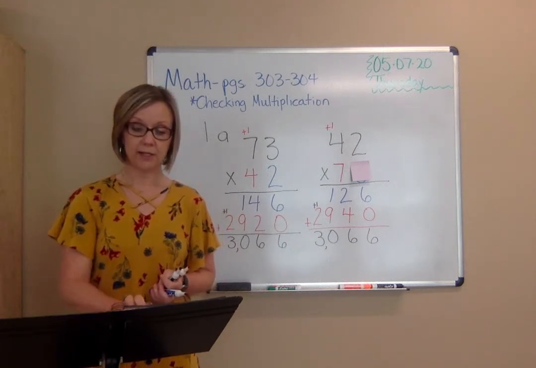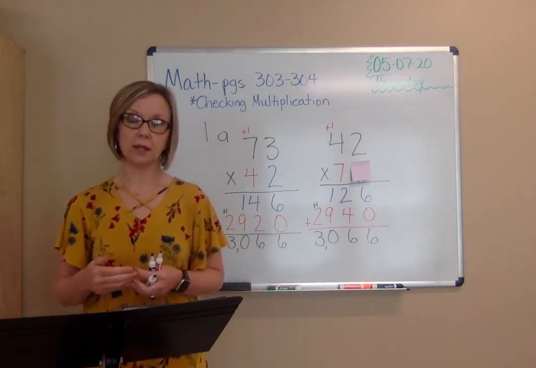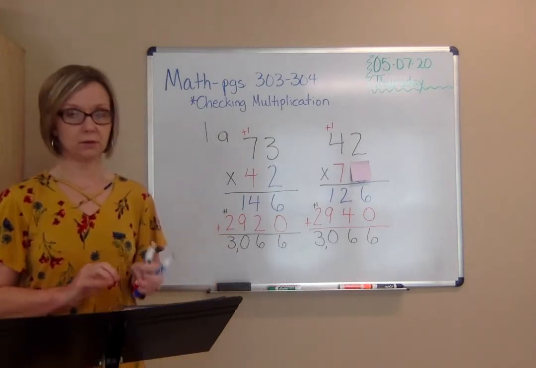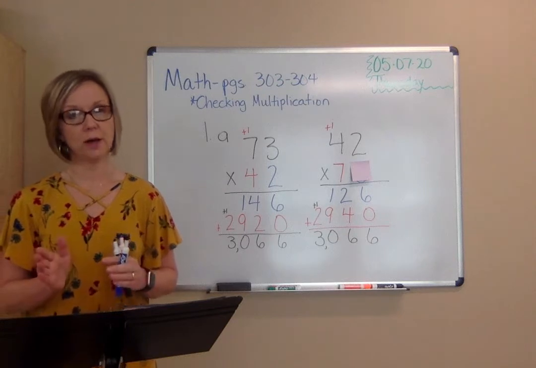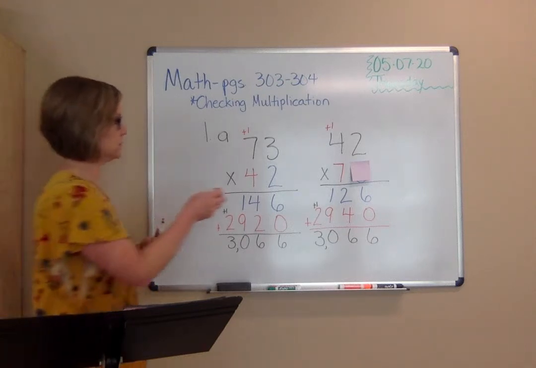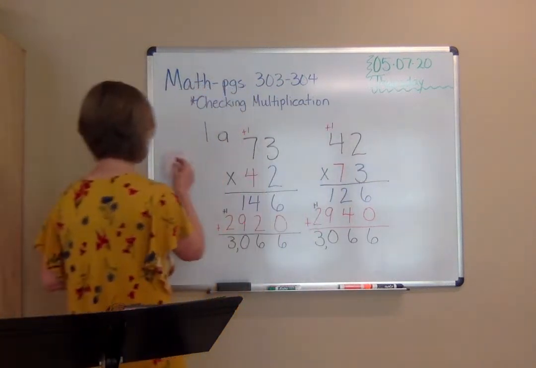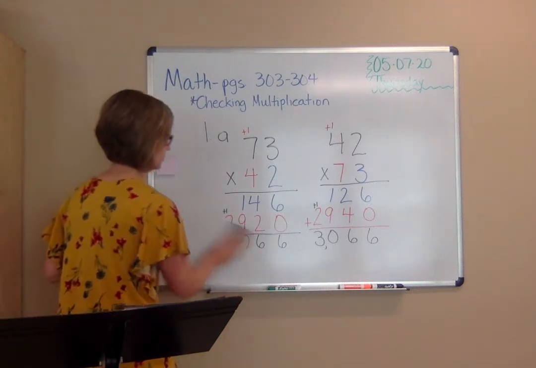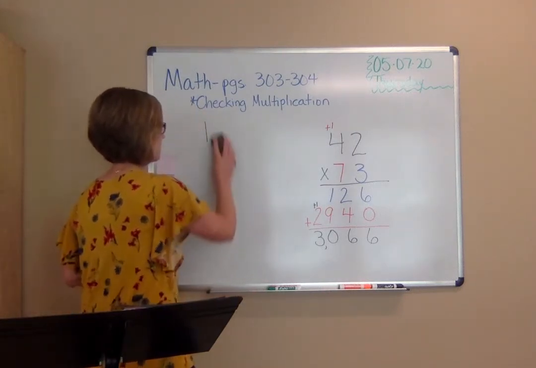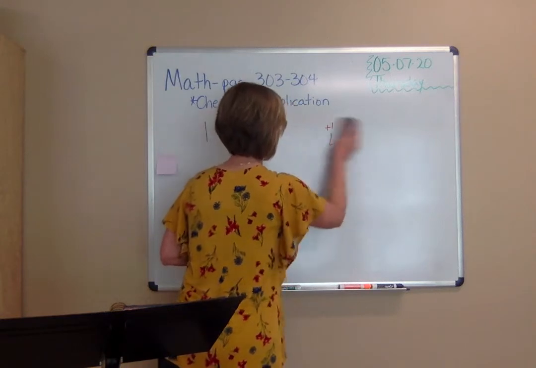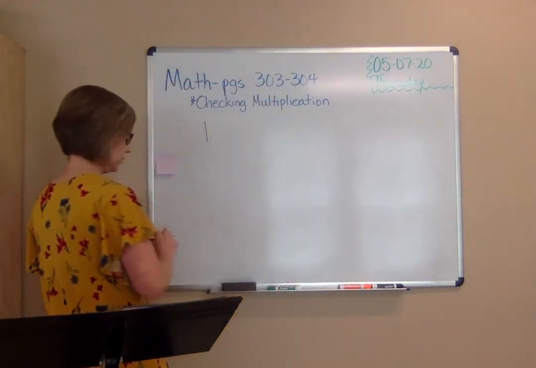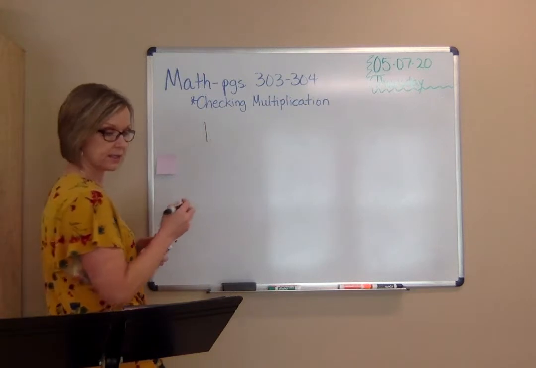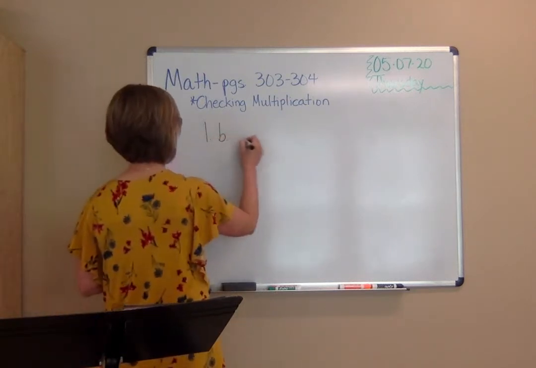Okay. I would like to do B with you because of the carrying. But if you don't need it, then you can fast forward over the work I'm getting ready to do, or you can pause it, work it, and then see what you get. It's completely up to you. So let's look at 1B, which is 67 times 35.